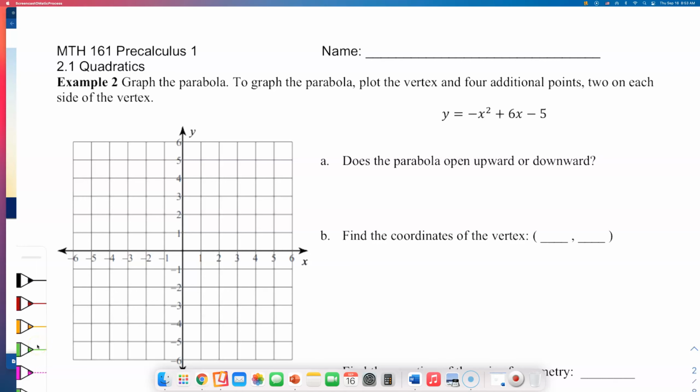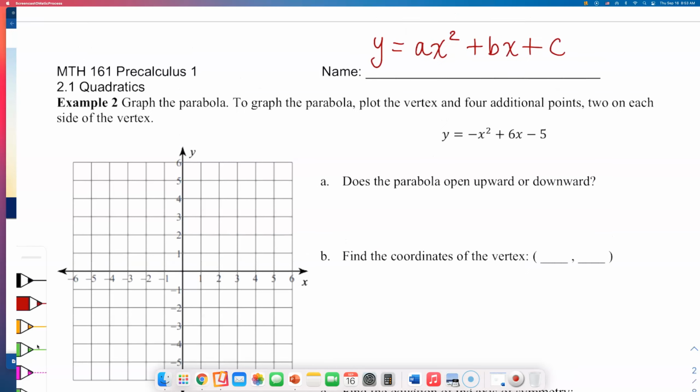In example 2, we will look at how to graph a parabola without a graphing calculator that is in y equals ax squared plus bx plus c form, okay? Now, some books call this standard form, some books call this general form. I don't want to confuse you, so I will just say it's that form, okay?